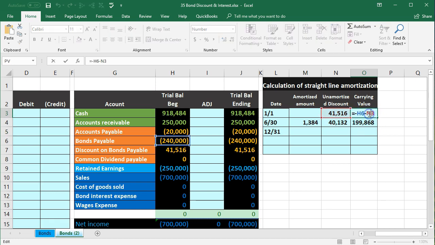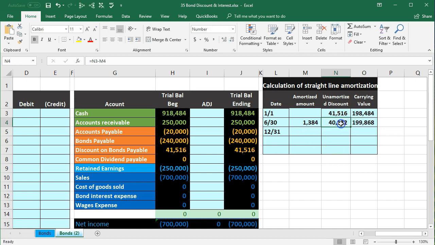So it's just like this one. We took the negative 40 minus the unamortized. We're going to take that same negative 40, or that makes it a positive 40, minus the 40,132. We'll take the negative of this 240. Make sure not to pick this one up. We're going to pick up the first one because this number will change as we make journal entries. And then we're going to subtract out the 40,132.